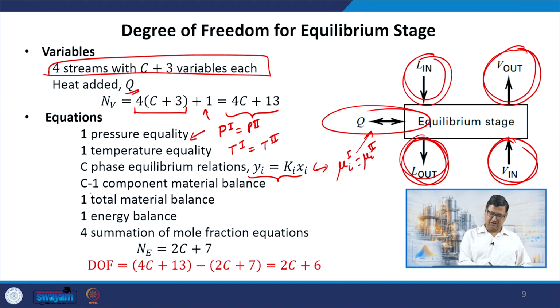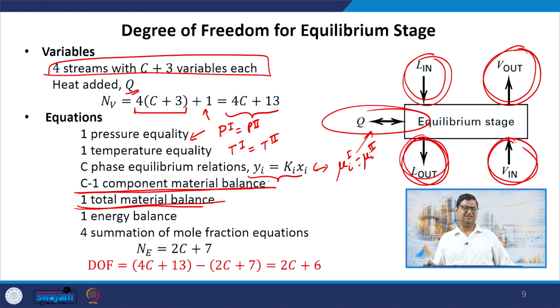And then in total we can write C component material balances, or we can write 1 total material balance and C minus 1 component material balances, right. If we do C component balances, then we cannot do the total material balance, because adding up all the component balances gives me the total balance, right. But the total balance sometimes is more intuitive to write and also helpful. So therefore we write 1 total material balance and only C minus 1 component material balances.